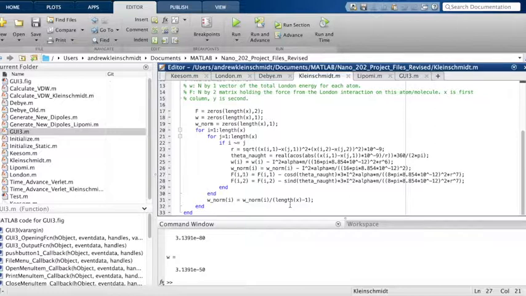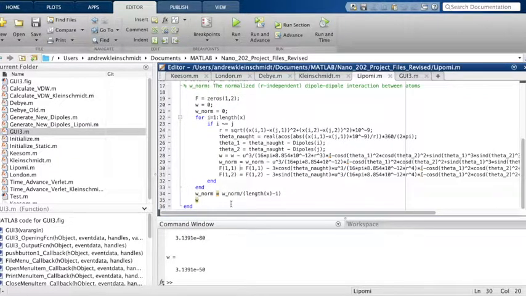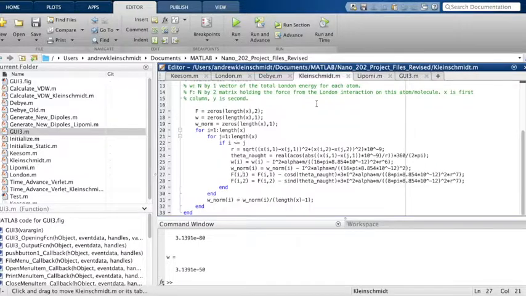And do note at the end of these, we also normalize W over the number of atoms it's interacting with. So it's going to interact with every other atom in the system, so that's length of X minus 1. We also actually did this in the Dipole function. That's just because we're trying to get the C component of it. It shouldn't be dependent on the number of atoms it's interacting with because it should be some sort of constant. So that should just about sum it up.